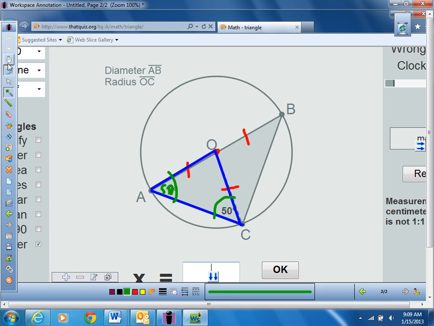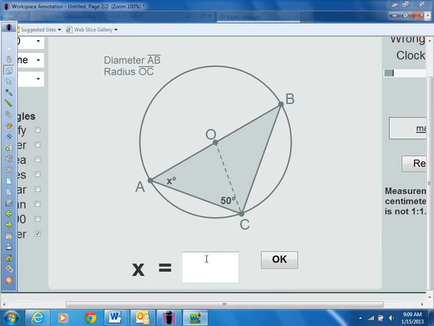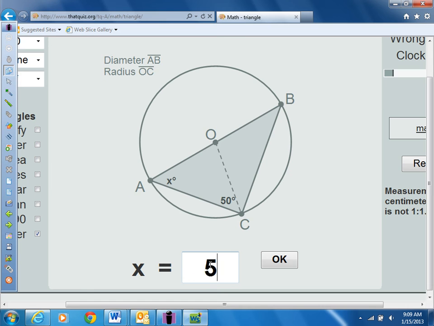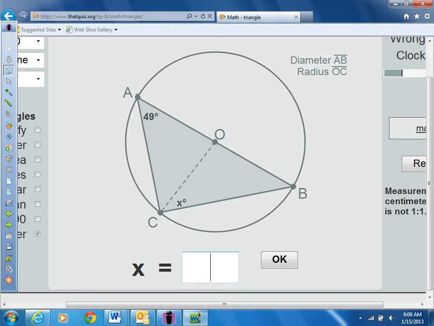Let's look at some other ones. Right. Yeah, if it's like this, yes, it'll always be 50. All right, so I'm going to put 50 in right there. So we're going to look at as many different scenarios as we possibly can. All right, so this one's not.